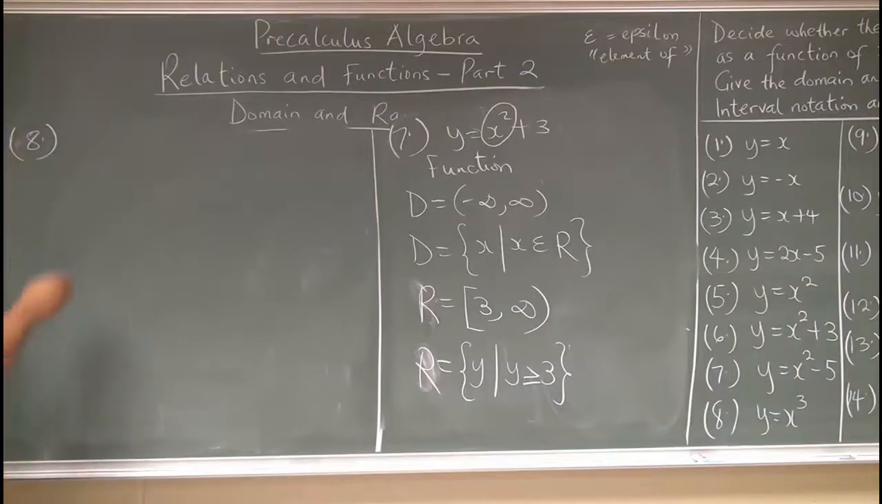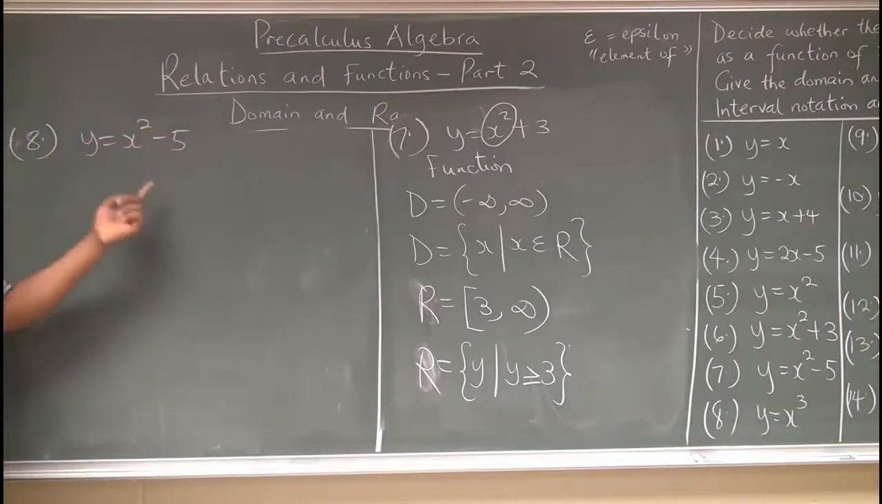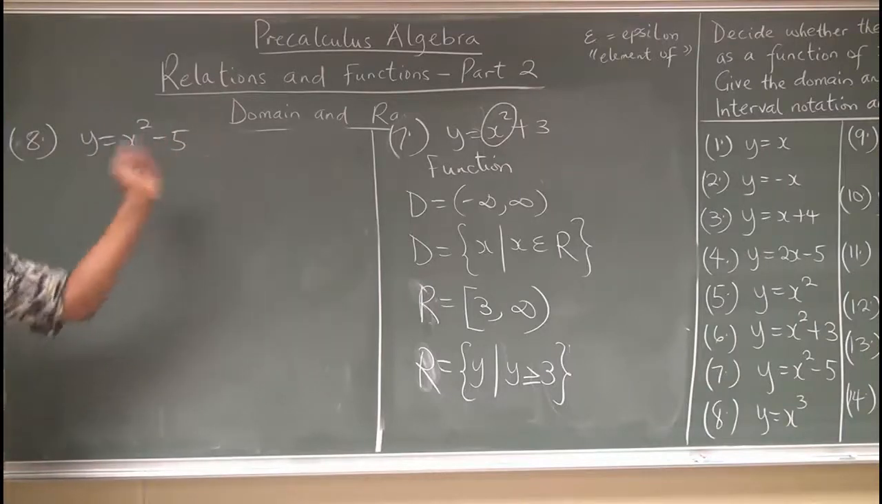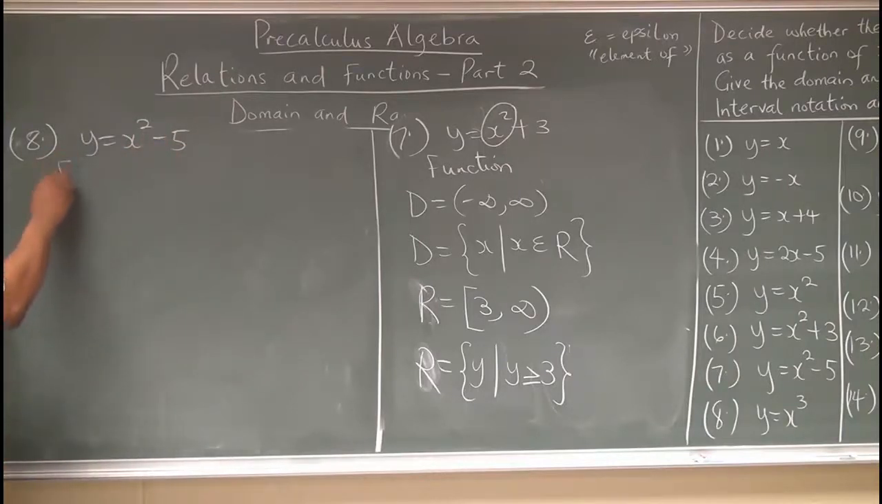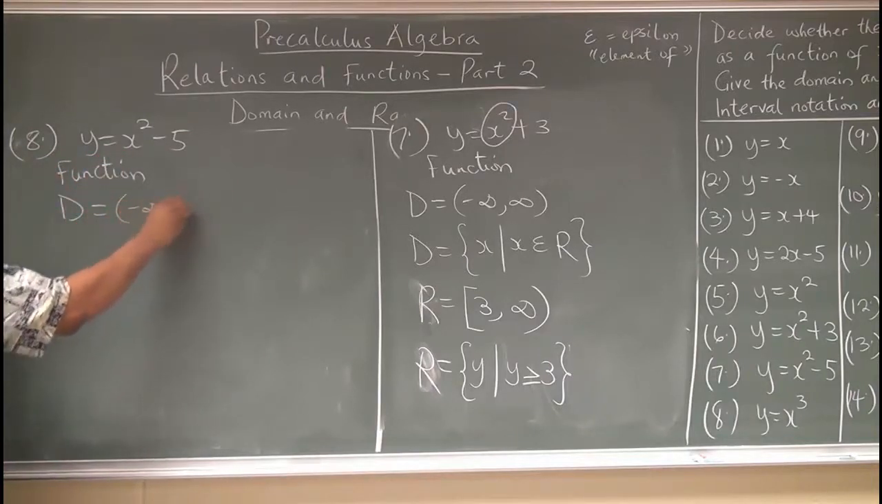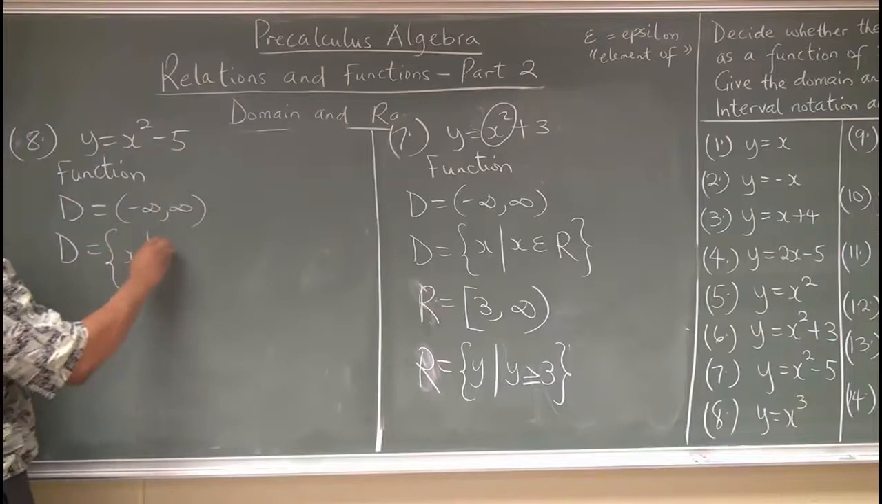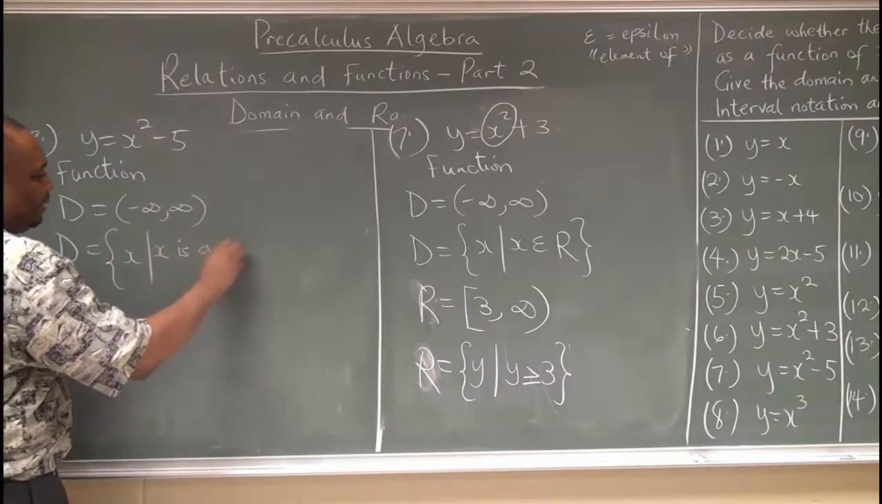Question 8, we have y equal to x squared minus 5. So the same thing we did here, we apply here. Of course, this is a function. This is a quadratic function. Domain will be from negative infinity to infinity. This is interval notation. Domain in set notation will be a set of x such that x is a real number.